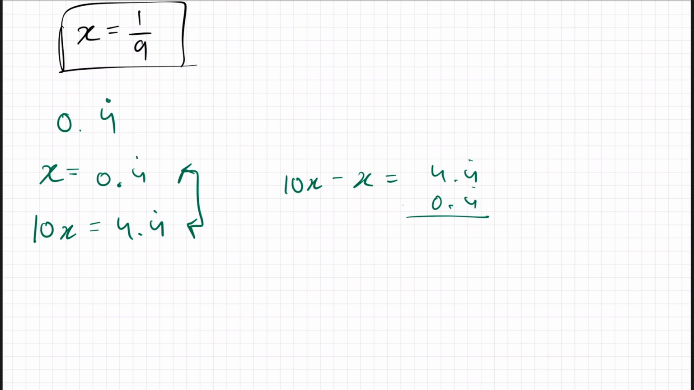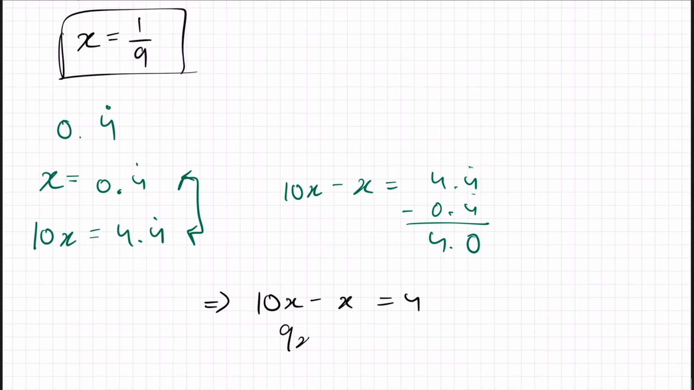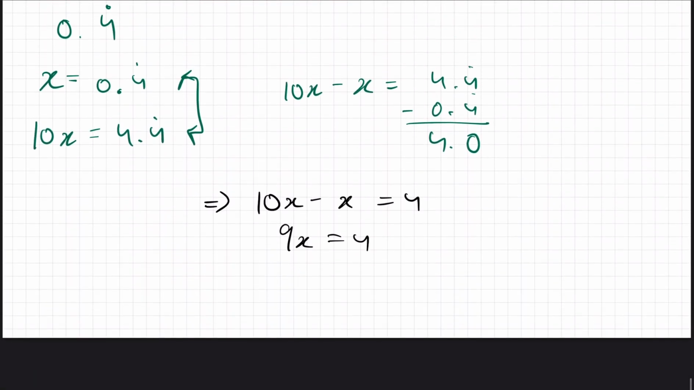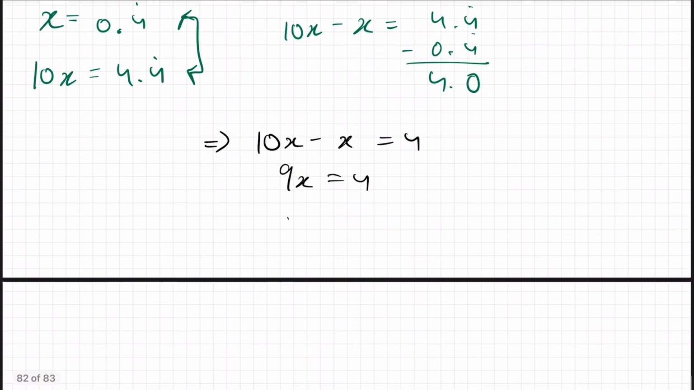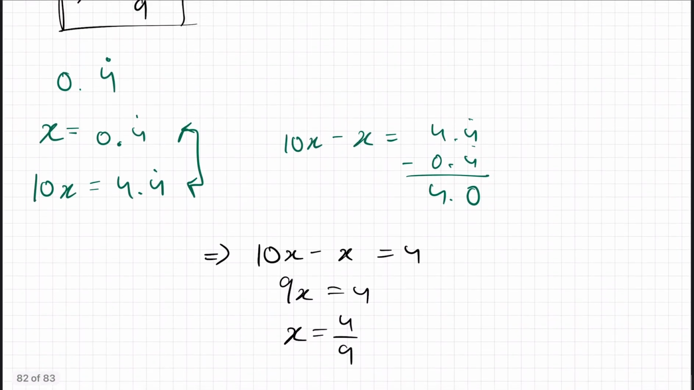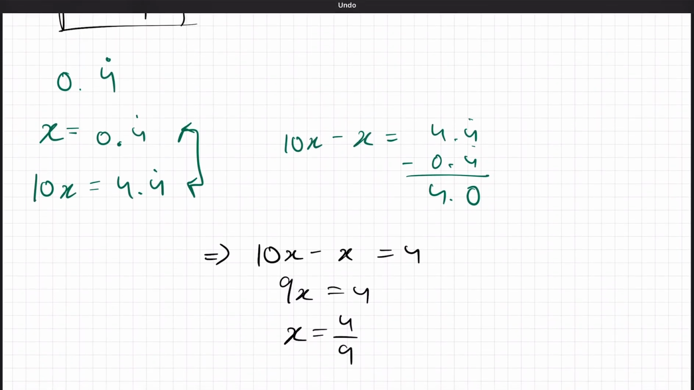I'll put it in column subtraction. You see that these two cancel out, so we get 0 in the decimals and then 4 here. So again, we get our algebra equation: 10x minus x is equal to 4, so 9x equals 4. So x must be equal to 4 over 9. And there we go. Again, we've converted 0.4 recurring into 4 over 9.